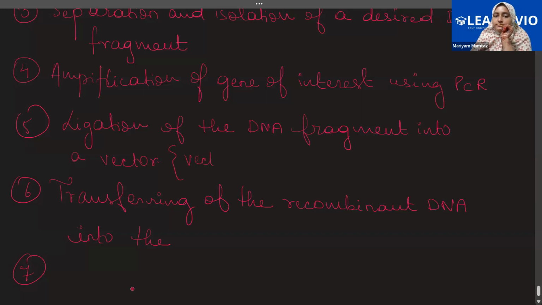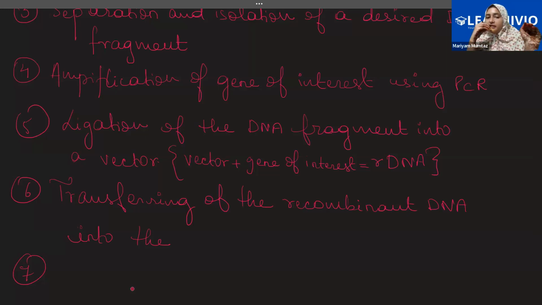Vector plus gene of interest is equal to recombinant DNA. Clear? So after the recombinant DNA has been made, now you have to transfer the recombinant DNA into the host cell.